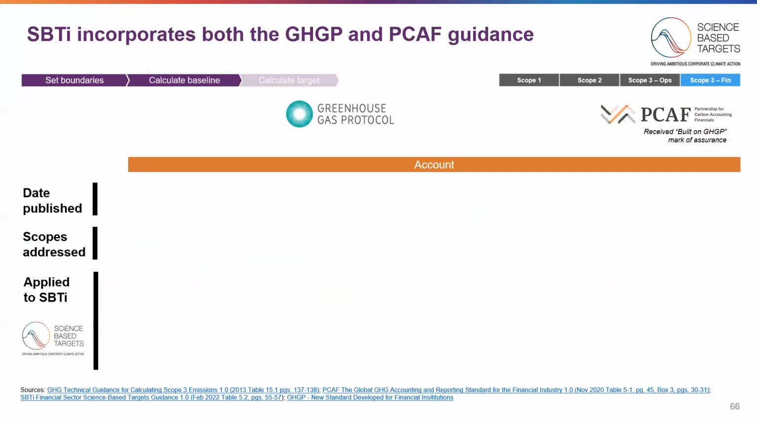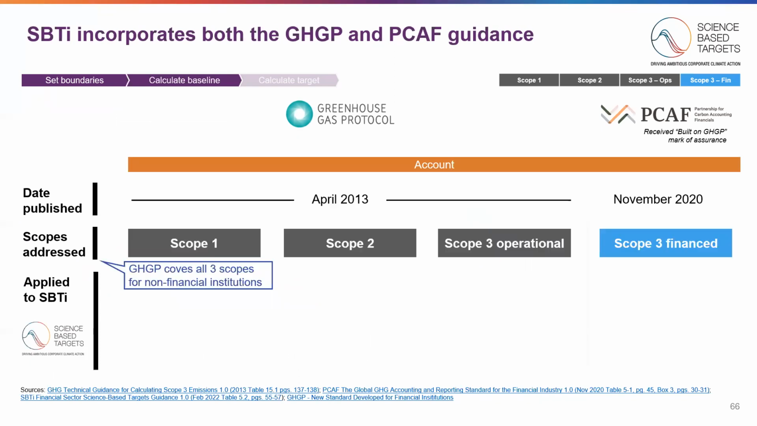Reminder, if you've gone through Module 2, Voluntary Finance Climate Action Ecosystem, you'll have seen the slide breaking down the questions of how SBTI does and doesn't relate to the Greenhouse Gas Protocol and the Partnership for Carbon Accounting and Financials, PCAF. For the real economy, GHGP covers emissions for all scopes. However, for financial institutions, GHGP covers Scope 1, 2, and Scope 3 operational emissions, while PCAF covers how to account for Scope 3 financed emissions. PCAF and GHGP are tightly partnered, and PCAF has the mark of assurance from GHGP.